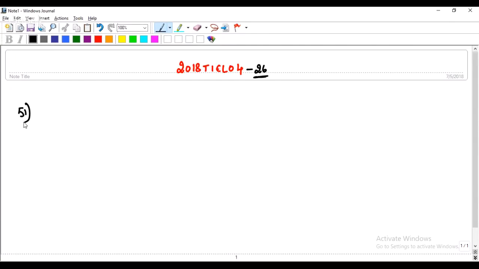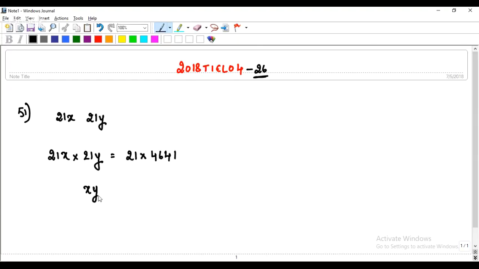The HCF and LCM of two numbers are 21 and 4641 respectively. If one of the numbers lies between 200 and 300, then the two numbers are. When the HCF of two numbers is 21, the two numbers are 21x, 21y. Their LCM and HCF are given. The product of the numbers, 21x into 21y, is equal to the product of LCM and HCF, which is 21 times 4641.